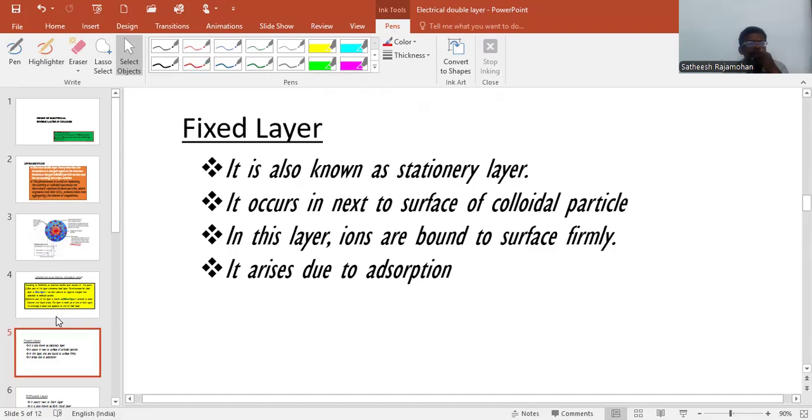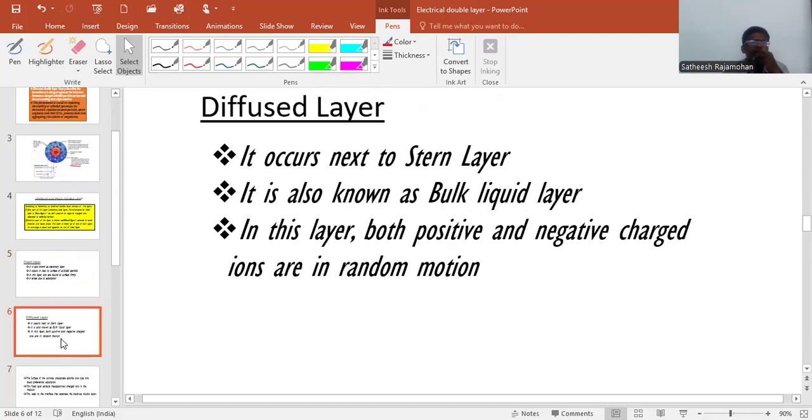Next is your diffused layer. The diffused layer is another layer that occurs next to the Stern layer. What is the other name for the diffused layer? Bulk liquid layer. In the diffused layer, both the negatively and positively charged ions are in random motion.